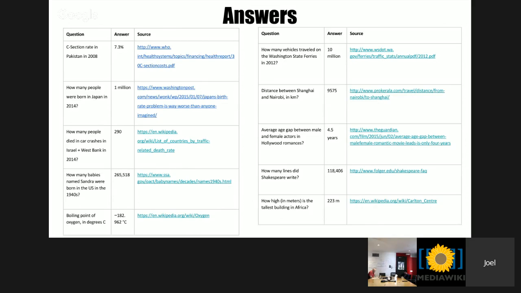And the last one, number 10, the tallest building in Africa, the Carlton Center, is 223 meters tall. So before you put your actual scores in IRC, I'll collect them one at a time. I'm going to count down. Before I collect scores, anyone have any questions or clarifications about the answers? And I will collect scores and we'll see how we did.